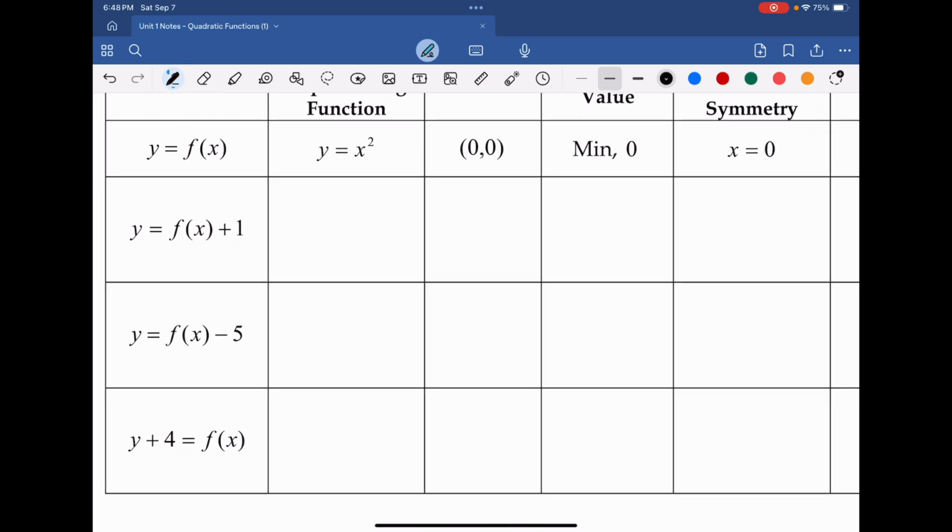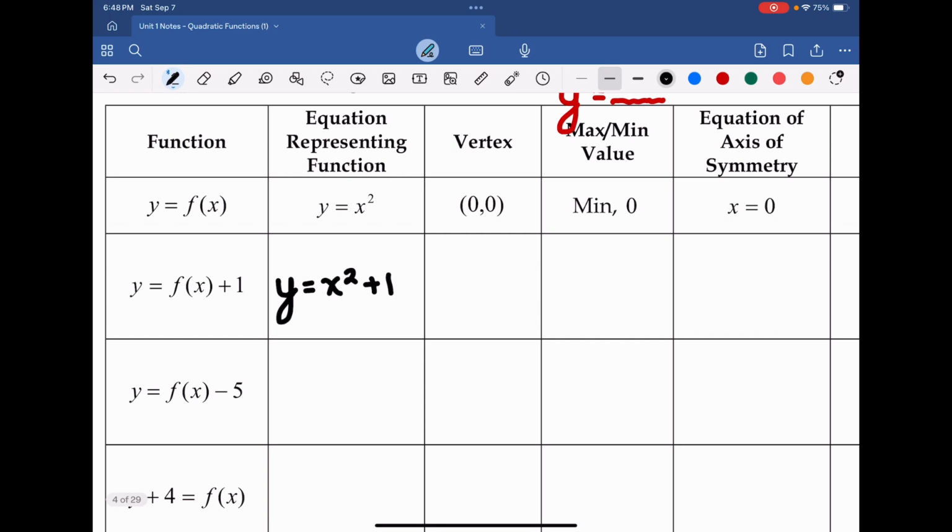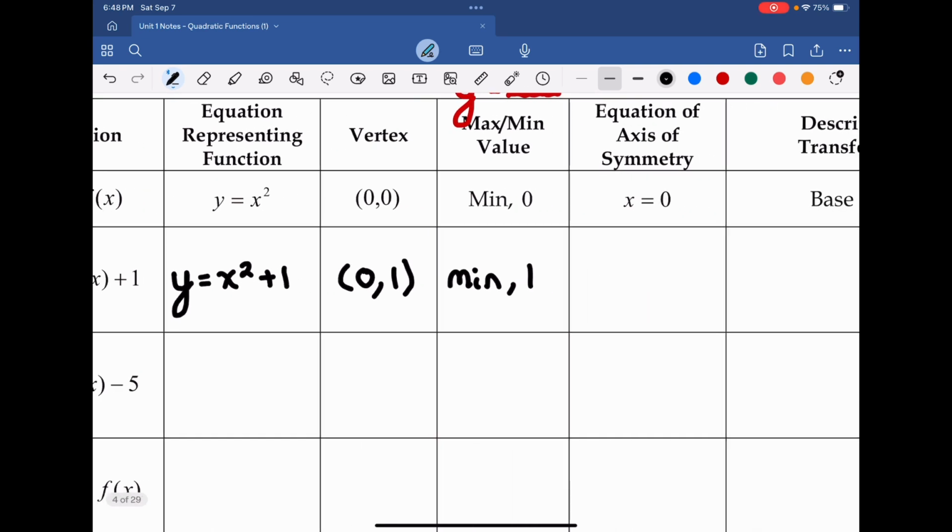I see y equals f of x plus 1. Well, I don't want f of x. I want it as y equals x squared plus 1. What is the vertex in this case? Well, if we went from (0, 0) and up a unit, now we're still at 0 for x, but 1 for y. The graph didn't change direction of opening. It still opens up. So we're going to go minimum of 1 now because it's now at 1 for y.